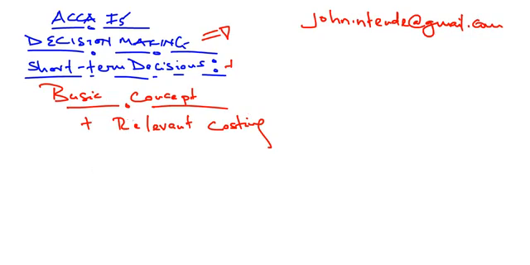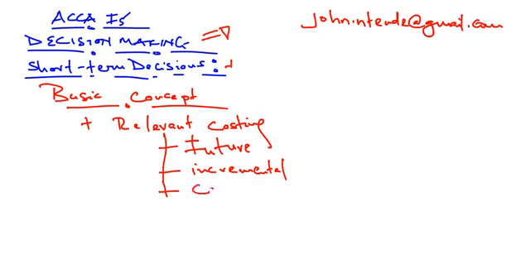So the question is, what is a relevant cost? A relevant cost is three things. One, it's a future. Two, incremental. And three, it is a cash. So a relevant cost is a future incremental cash flow.